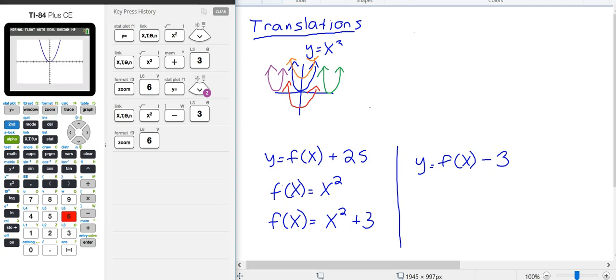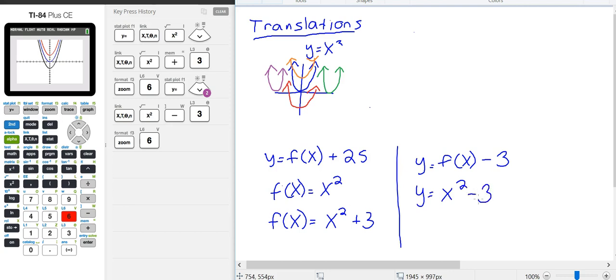That's the original y is equal to f of x, which is equal to x squared. That's x squared plus 3, that's x squared minus 3. Notice that the blue is the original, and we moved each point 3 units down to get to the black, which is y is equal to x squared minus 3.